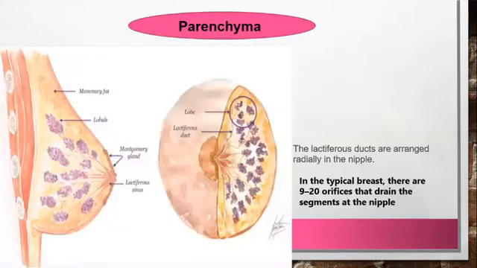Okay, we finished the skin and nipple areolar complex, going to the breast parenchyma. The parenchyma, as we mentioned, represents the glands. It is formed mainly of the lactiferous ducts. Here, these are the lactiferous ducts going back into segmental and subsegmental ducts, ending in acini or alveoli, forming the lobules.